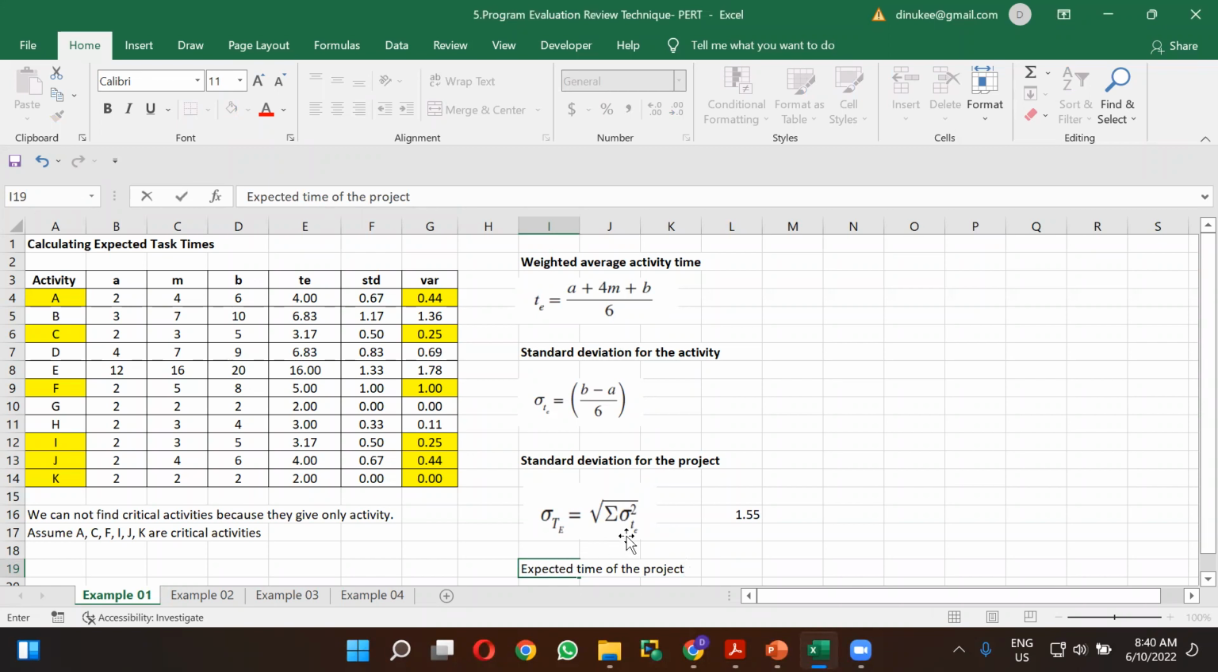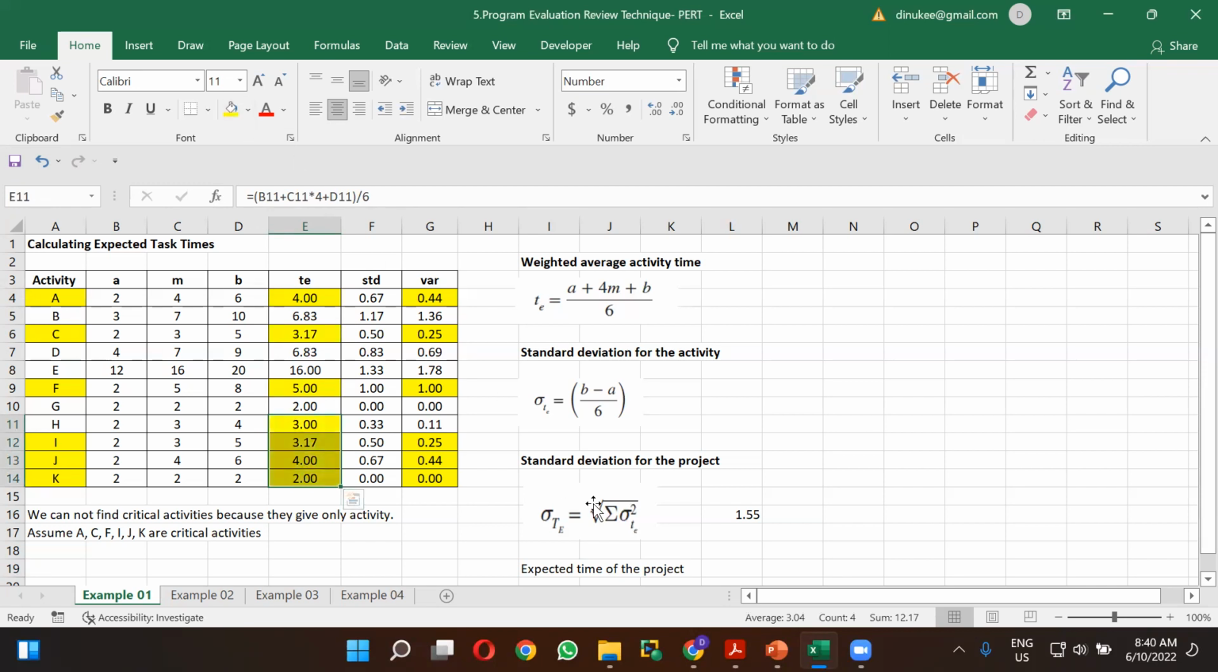After drawing the project network, you have calculated the early start time and late start time. So how do we calculate the expected time for the project? You have to get the summation of the expected time of the critical activities. So that is also something I'm going to highlight, therefore it would be easier for you to take the summation.